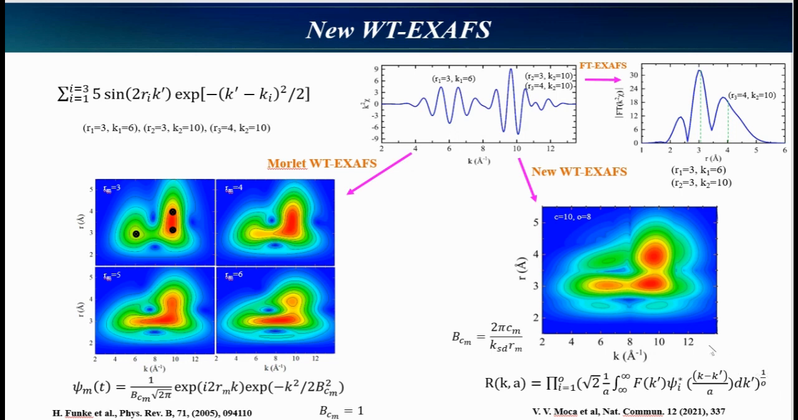The Morlet wavelet transform can't distinguish 3 peaks simultaneously, as you see, whereas the new wavelet transform developed by us can distinguish 3 peaks, which means that our new wavelet transform has a higher resolution than the previous one. From now on, all the wavelet transforms will be performed by this new method.